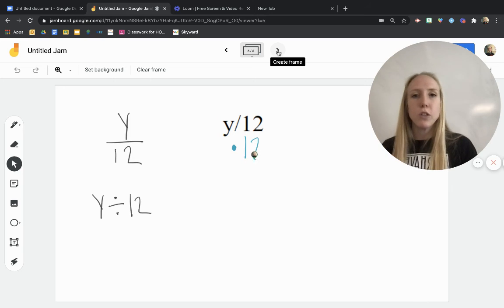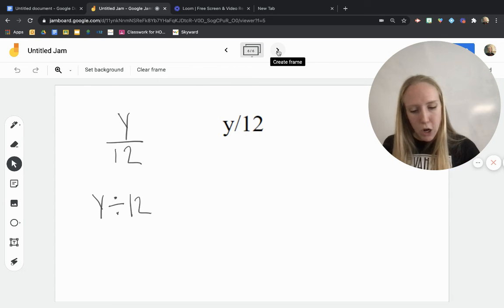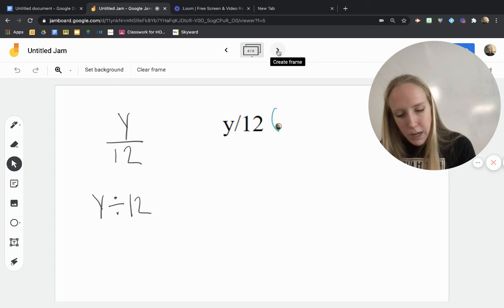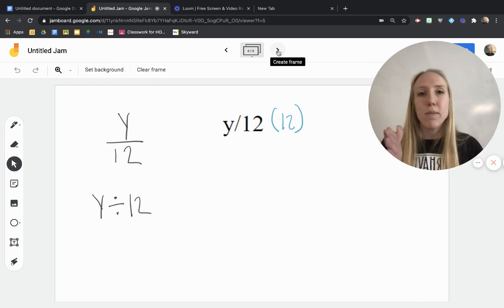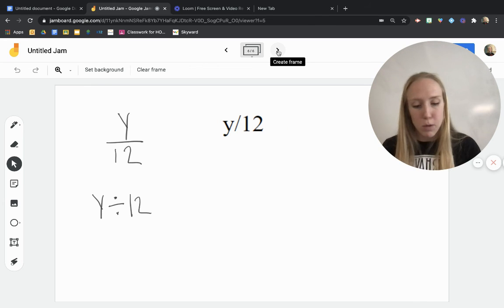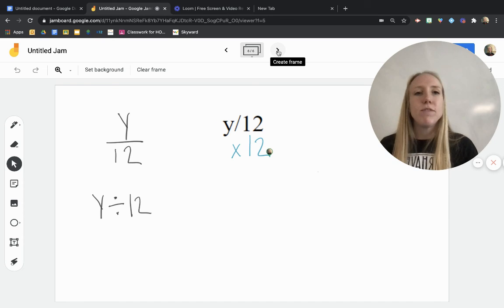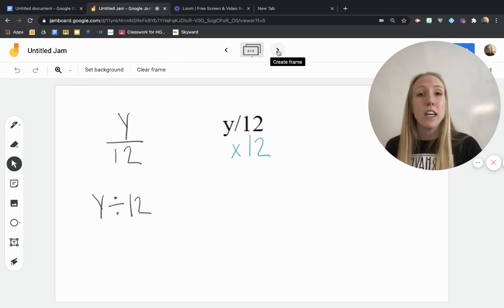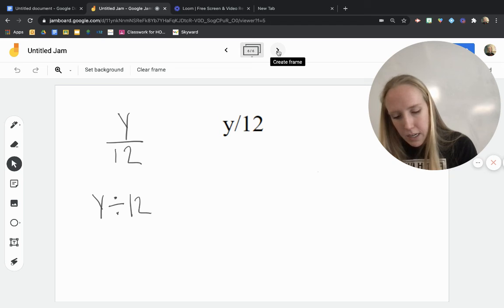There are lots of different ways you can show this. You can show it with the little multiply dot. You can show it by using parentheses and putting times 12 right up against it. That says y divided by 12 times 12. If you use the x to show multiplication, be very careful that it does not get confused for the letter x. So I really prefer to use the dot.